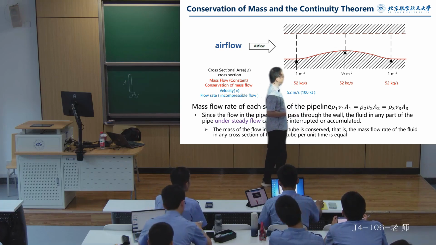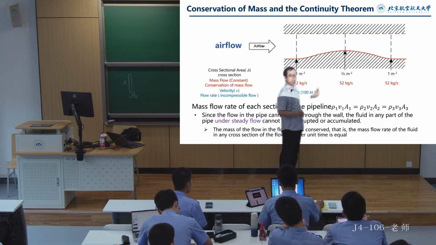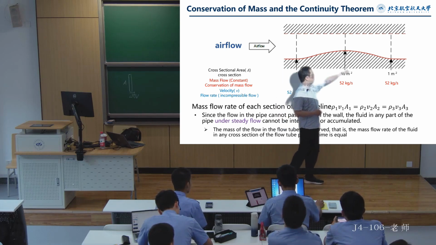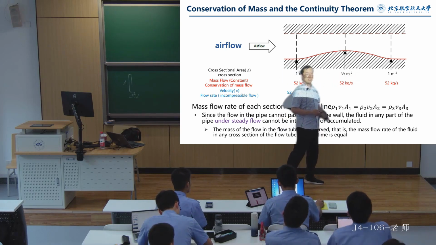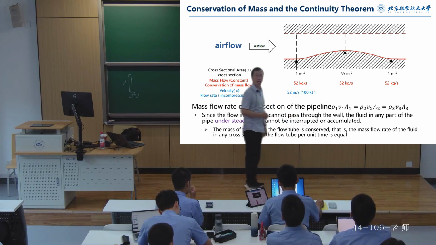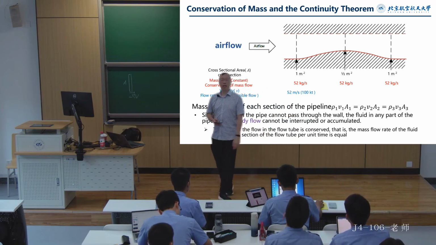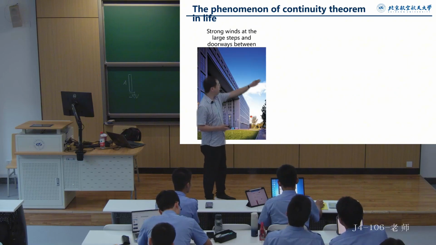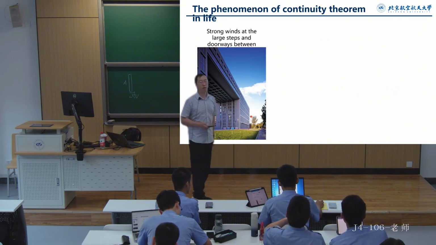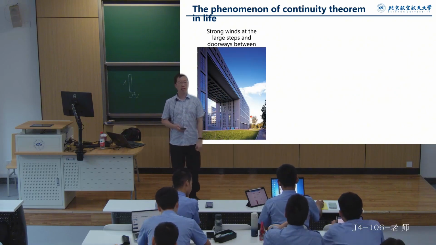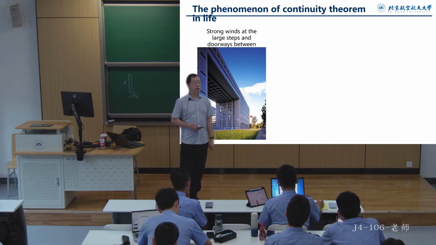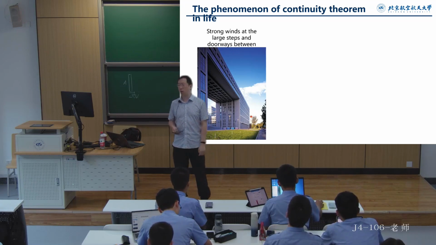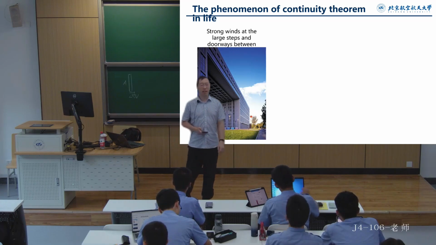Since V multiplied by A is conserved, right? In this case, if the area is halved, the velocity should double, correct? Therefore, for the second cross-section and the third cross-section, we can respectively determine their velocities. This is the continuity equation, and in fact, we can observe many instances of this continuity equation in everyday life.